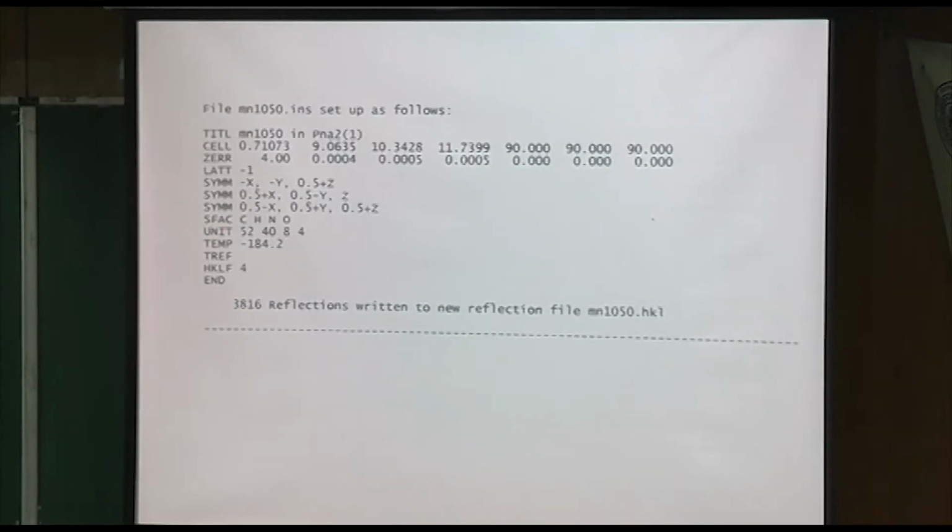The temperature is in Celsius. So this was in the neighborhood of 90 Kelvin, around there. So it's minus 184 Celsius, so it would be, I guess, about 89 Kelvin. And TREF means direct methods. Then you must have the last two things, HKLF4 and END. HKLF4, the 4 signifies a particular format for the file, and that's usually what you will use. Okay, so it's ready to go now. It's ready to solve.